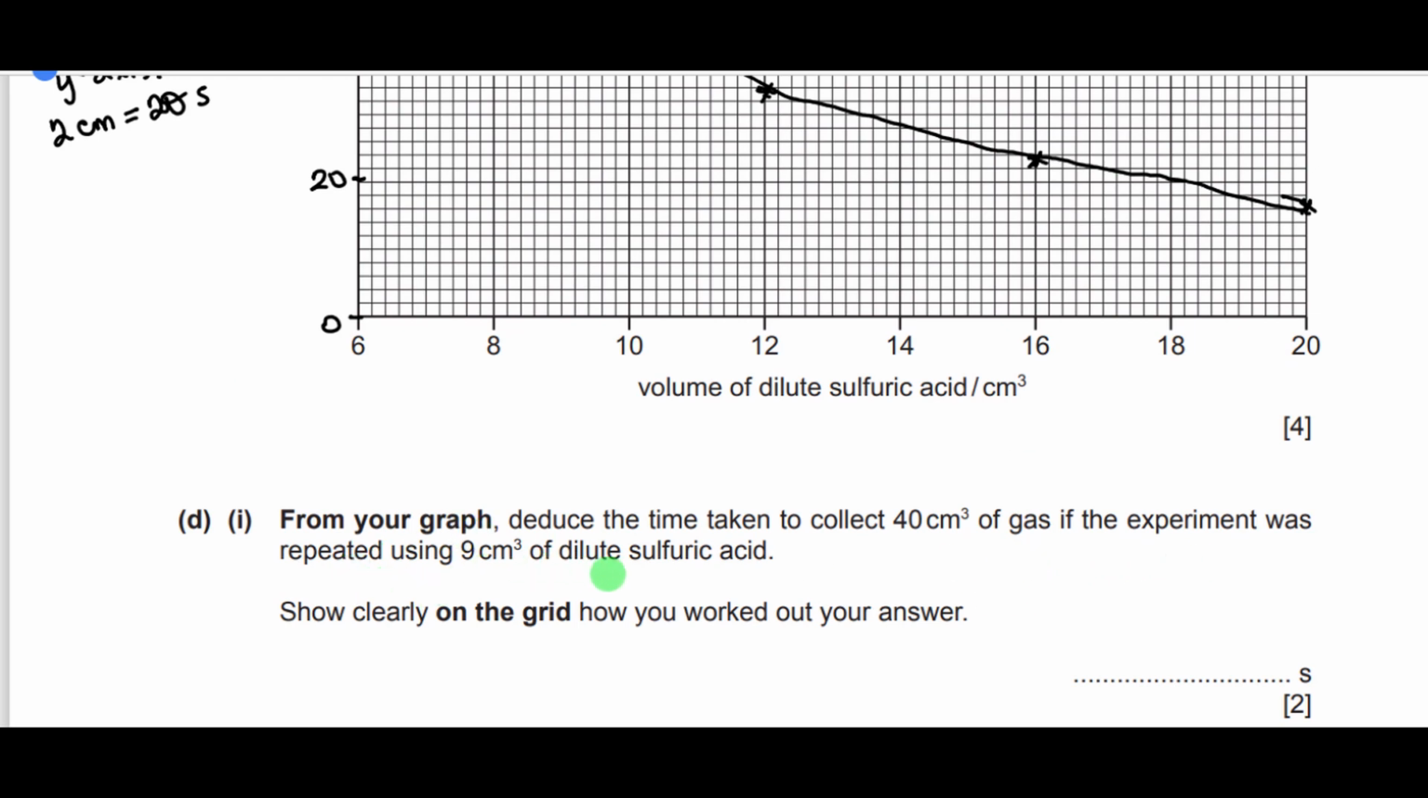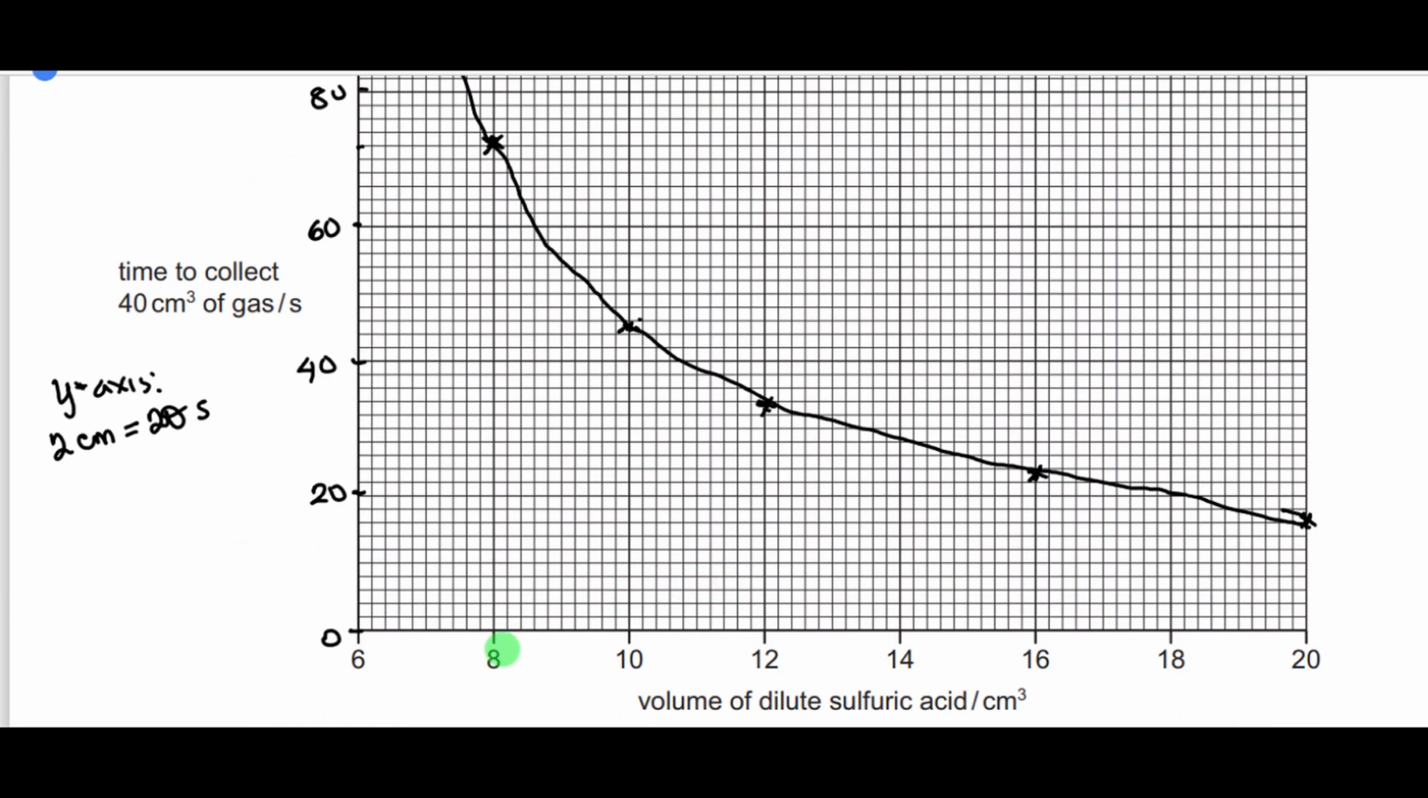Okay, let's see. From your graph, deduce the time taken to collect 40 cm cube of gas if the experiment was repeated using 9 cm cube of sulfuric acid. 9 cm cube. If this is 8, this is 10. So 9 cm cube will be in between 8 and 10. You can see on this x-axis, 2 cm cube represents 2 units, right? Which means that one division will represent 0.2, because there are 10 small divisions here representing 2 cm cube.